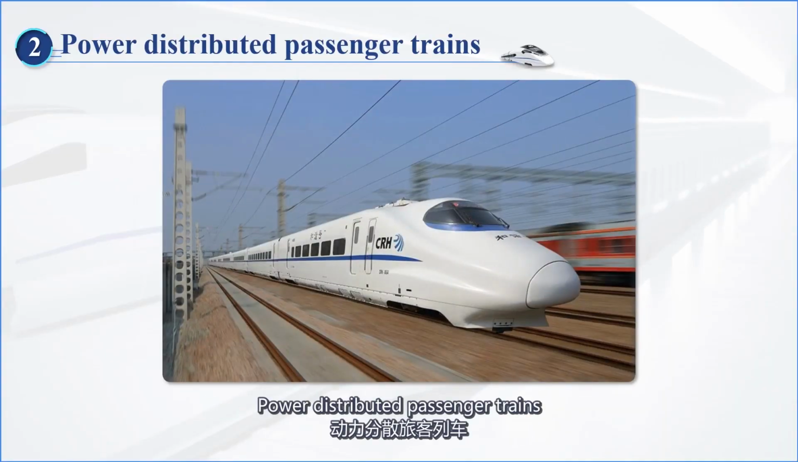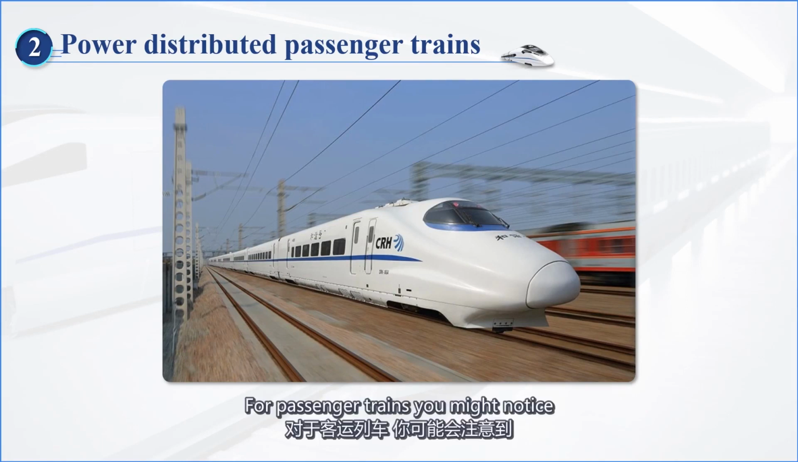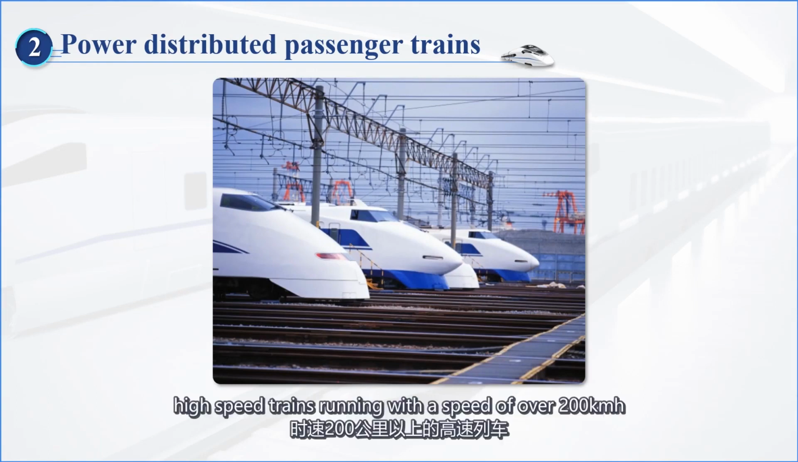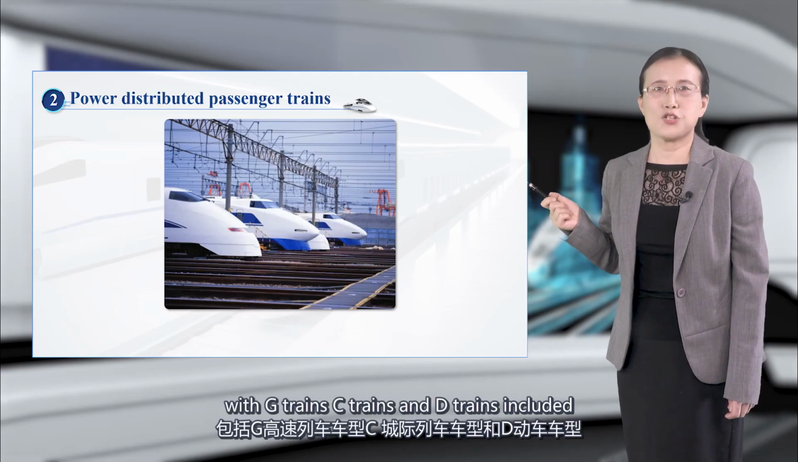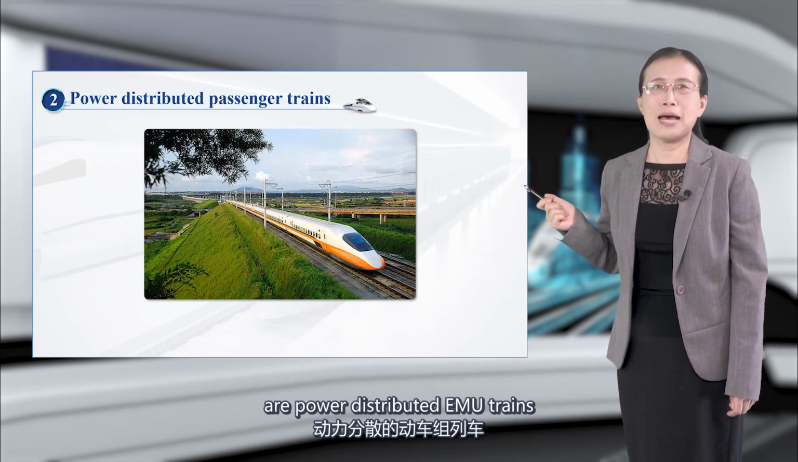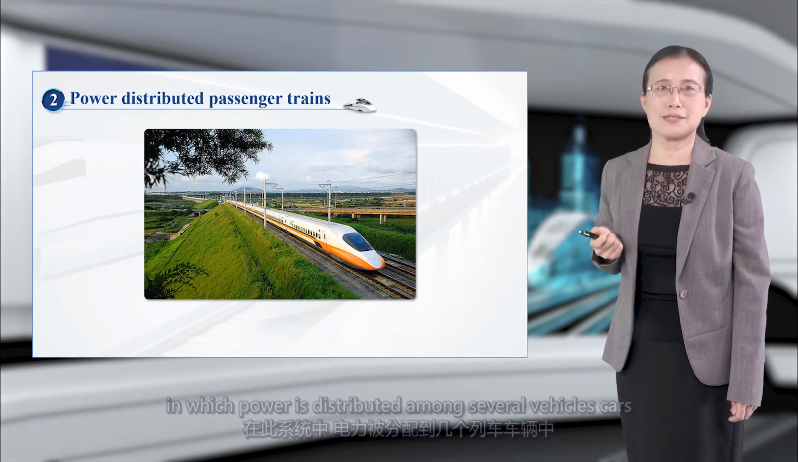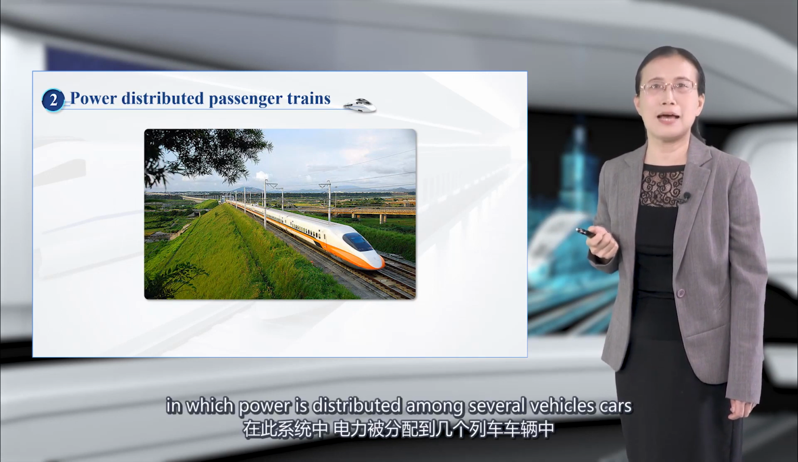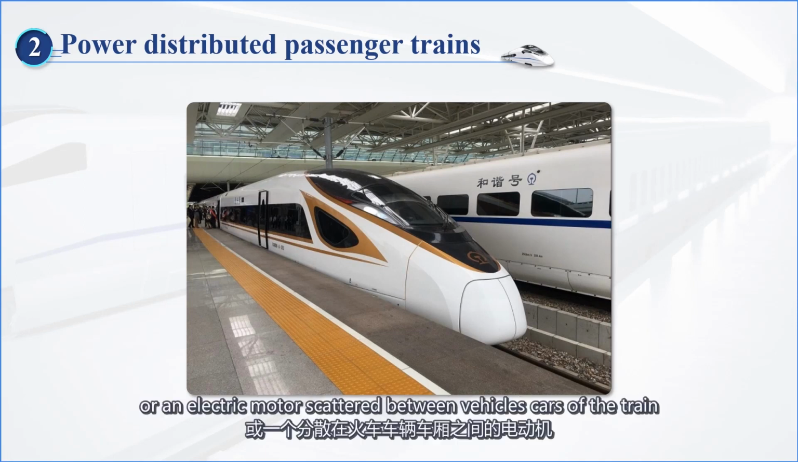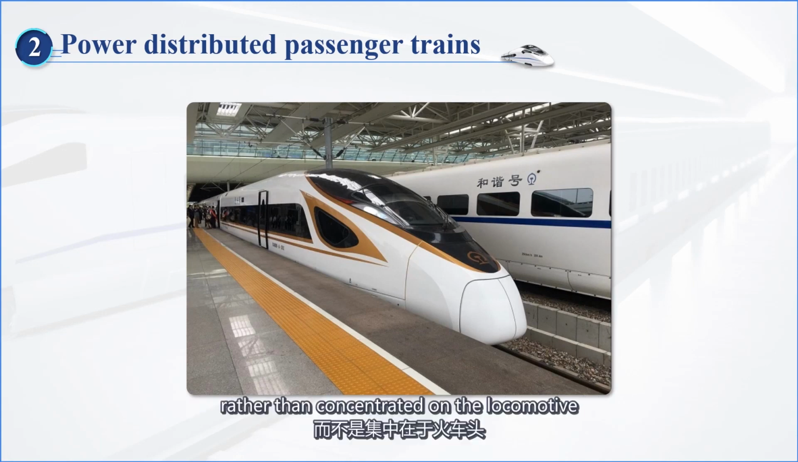Power distributed passenger trains. For passenger trains, you might notice high-speed trains running with a speed of over 200 kilometers per hour, with G trains, C trains, and D trains included, are power-distributed EMU trains in which power is distributed among several vehicles. It means the power source is an engine or an electric motor scattered between vehicles of the train rather than concentrated on the locomotive.